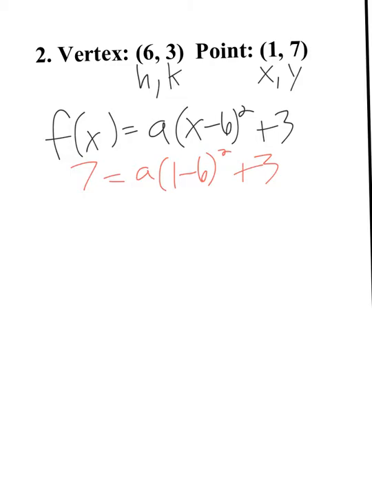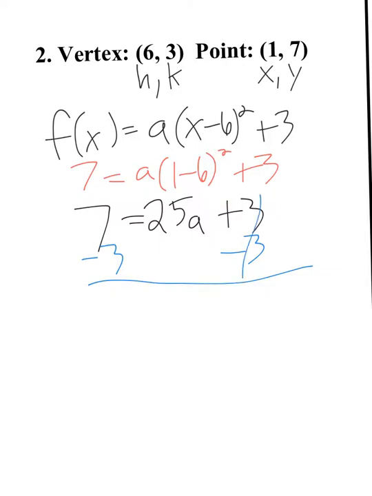So 1 minus 6 is negative 5. And negative 5 squared is 25. So you have 25a from this plus 3 equals 7. Again, 25a doesn't combine with the 3 because the 3 does not have an a with it. So you should subtract 3 from the other side. And it looks like we're going to get a fraction answer here because you have 4 equals 25a. And so we're going to divide both sides by 25.